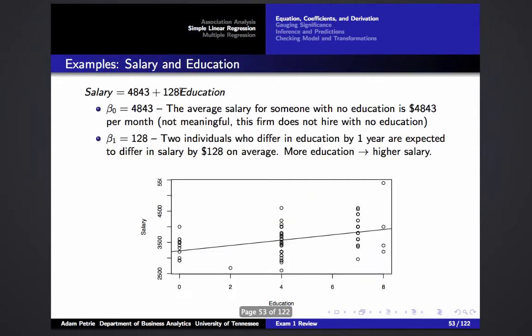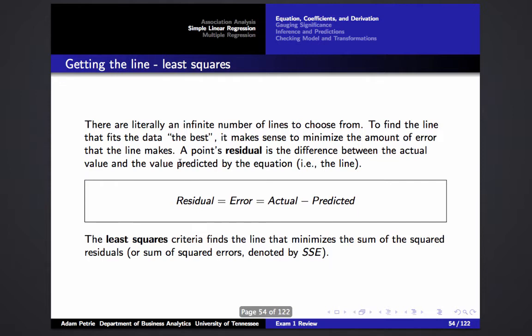All right, so how do we actually get these numbers? Well, there's literally an infinite number of lines that we could try to use to model this relationship. And we're just going to choose one of those. And the line that we're going to choose is going to be the one that fits the data the best. But I put the best in double quotes here because there's a particular criteria that we use to determine what makes a line better than others. So it makes overall broad sense to try to minimize the amount of error that the line makes. And we encode the amount of error that a model is making by talking about points' residuals.